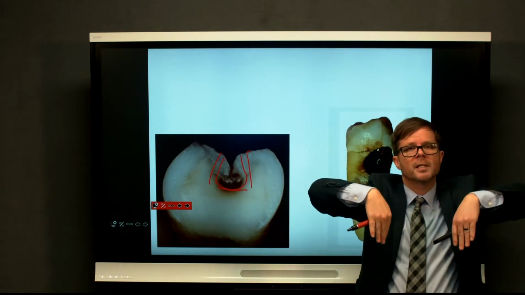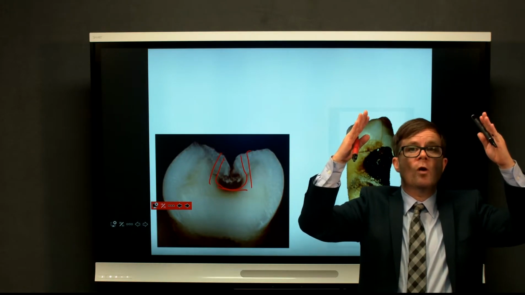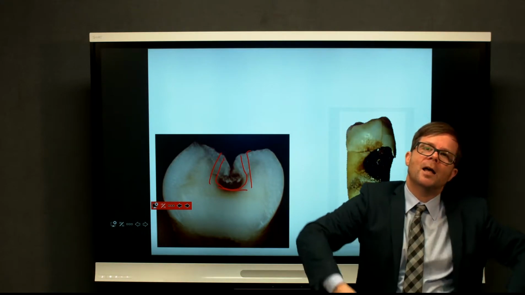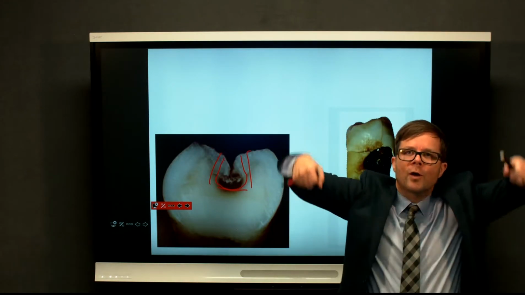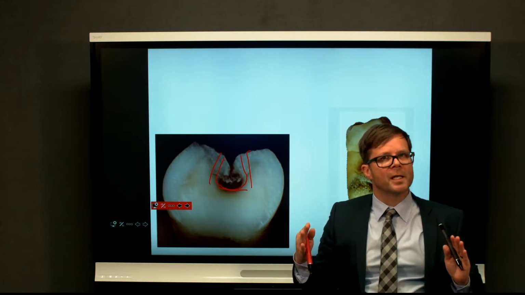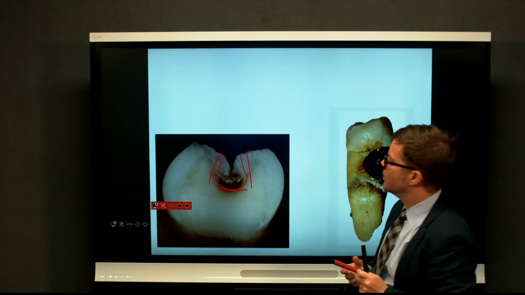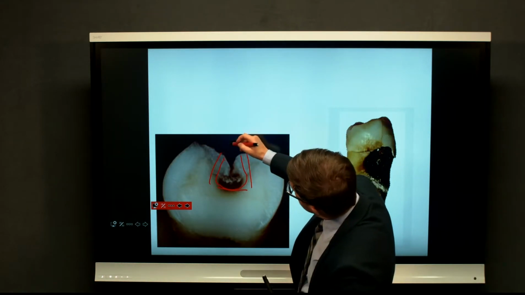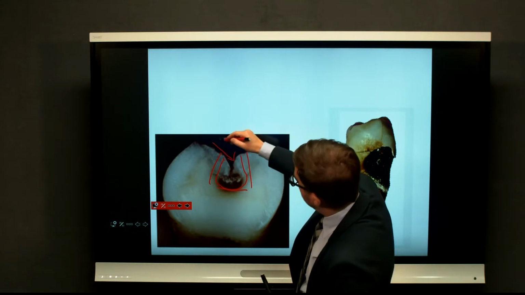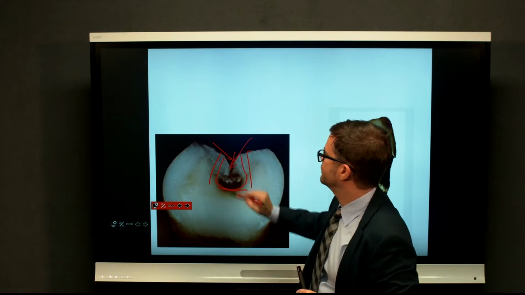You pour concrete into that, and if the walls are slightly convergent, as we come towards the surface, it's very hard to pull that concrete block once it's set out of the box because it's locked in. All right? So that's your retention form. The resistance form is the ability of a restoration to resist forces from mastication coming from different directions.